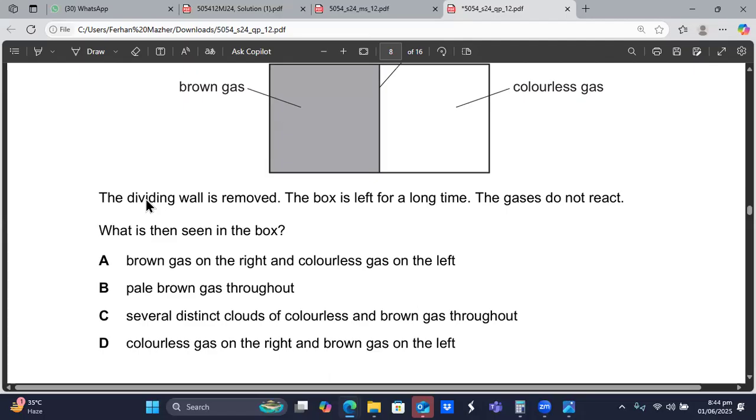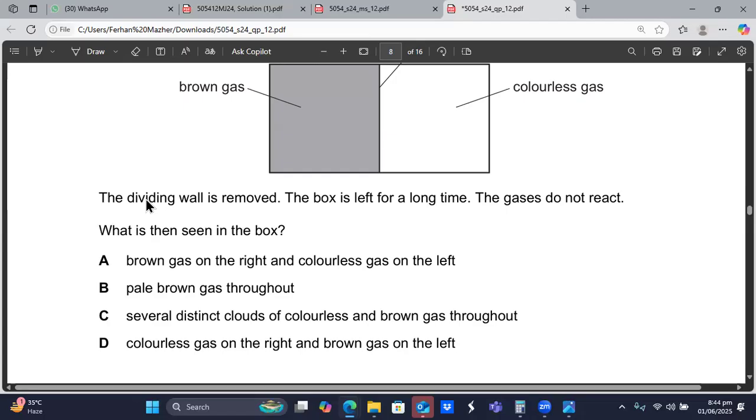Pale brown gas throughout. I think when they diffuse into each other, the brown color should become a little faded, pale brown. Okay. Several distinct clouds of colorless and brown gas throughout. No. Colorless gas on the right and the brown gas on the left.